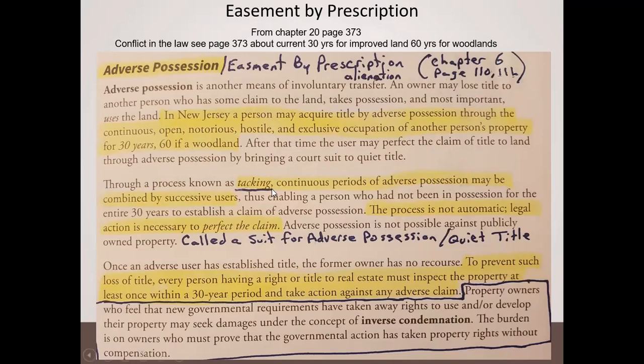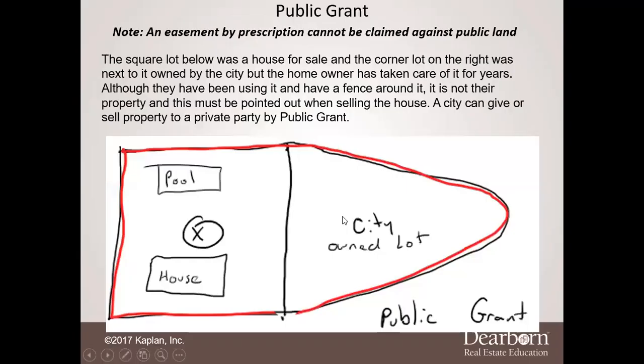And through tacking, if you alone were not the one that was using that property that whole time, you could tack on someone else's time to that of yours if you were successors in interest, to reach that combined period, to reach that amount of time that's necessary. The process isn't automatic. You got to go to court. That suit is called a suit for adverse possession or to quiet title. You can't claim an easement by prescription against publicly owned property.